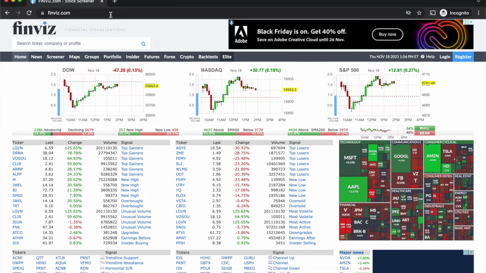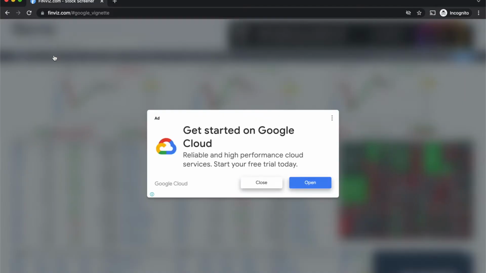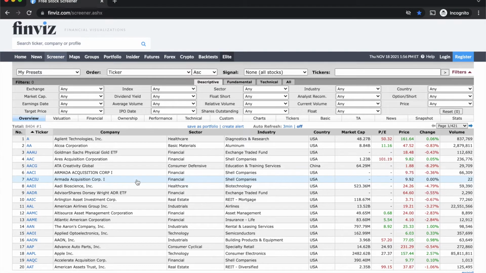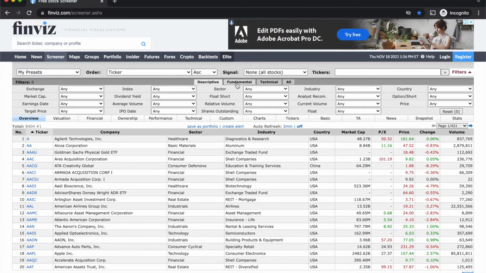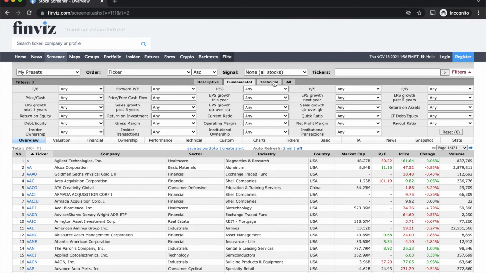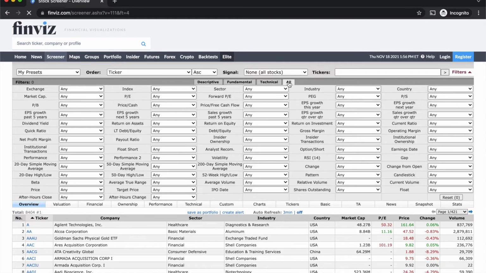So once you're on this platform, you'll see that there are multiple tabs up here, so we'll go to the screener tab because that's what we want to do. We'll just close this pop-up advertisement which came in, and this is the screener which is available. Now there are four tabs over here. Basically on this particular tab I can set all the descriptive filters. Here I can set all the fundamental filters. Here I can set all the technical filters. I like going to the all tab because on one screen I'm able to set all the filters in one go.